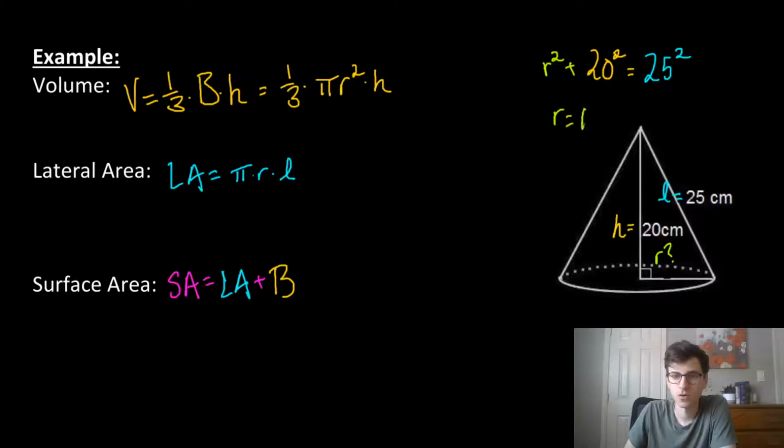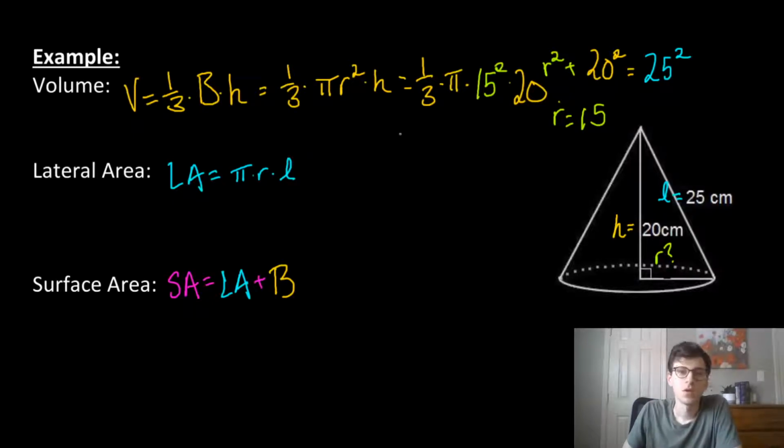If you want to verify that on your own, feel free to pause this video and just solve it using the Pythagorean theorem. Okay, now let's find the volume. We know the height, it's 20. We know the radius, it's 15. And so we've got what we need in order to solve for the volume. 1/3 times pi times r squared, which is 15 squared, times the height, which is 20. Okay, so that equals 1/3 times pi times 225 times 20.